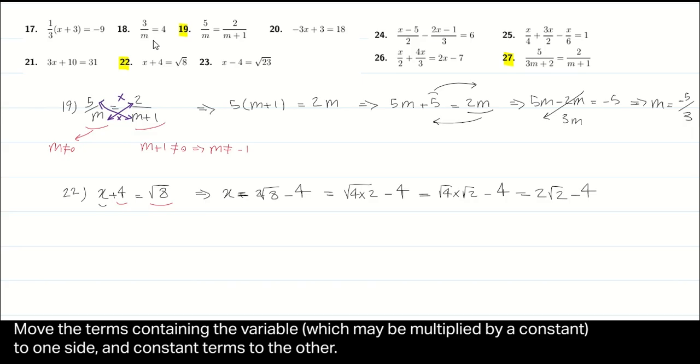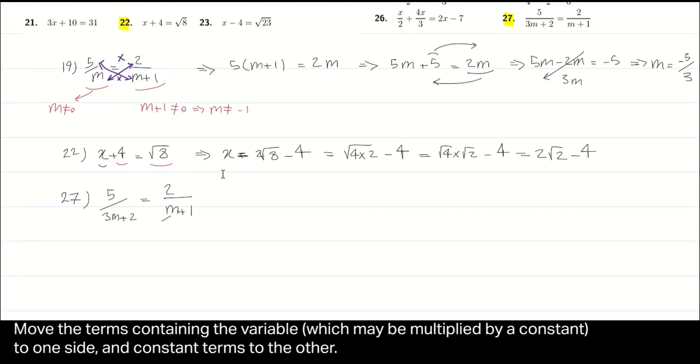Now let's solve question number 27. 5 over 3m plus 2 is equal to 2 over m plus 1. Again, we have to get rid of the denominators in here. But first, before we actually cross multiply both sides in here, we have to make sure that the denominators are not equal to 0.